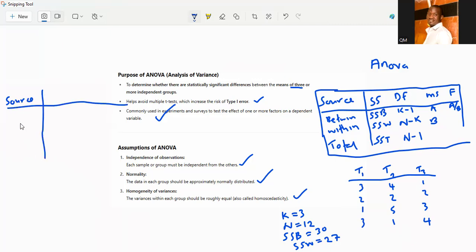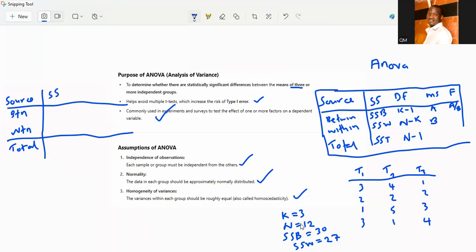We have our sources: between, within, and total. So our sum of square between.